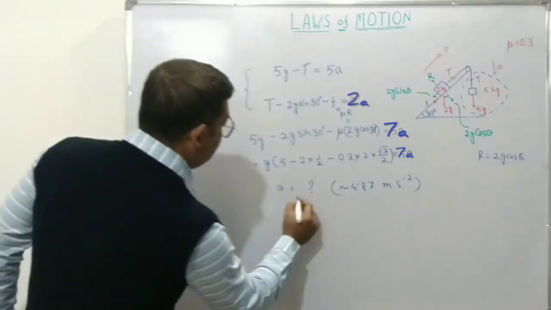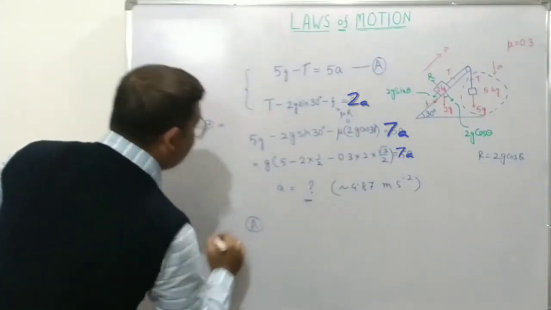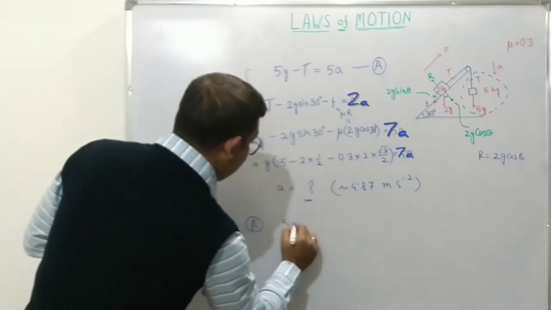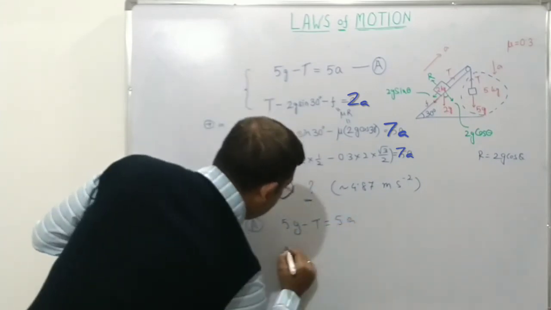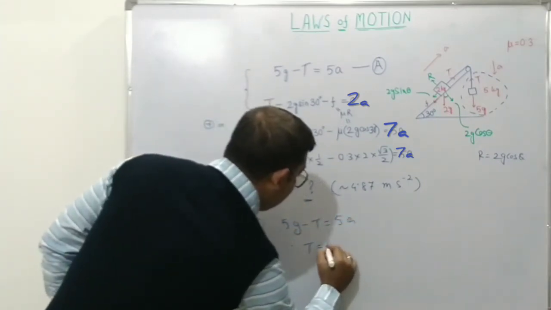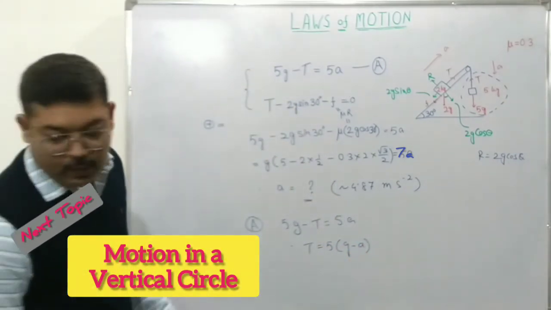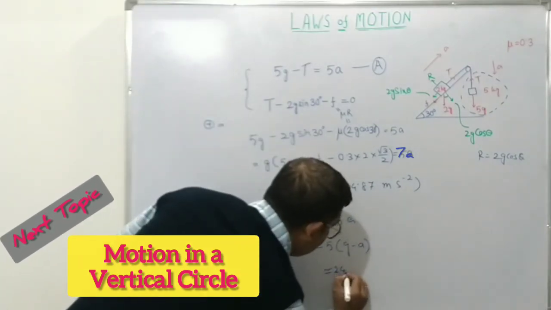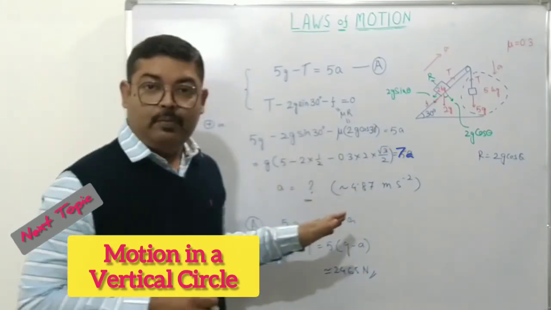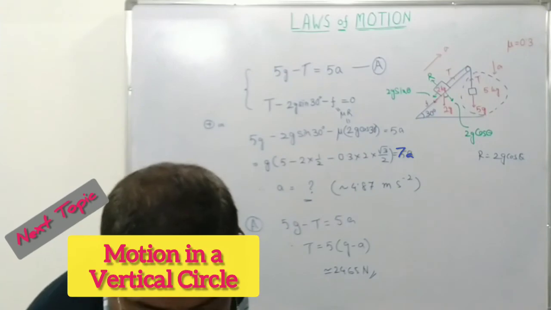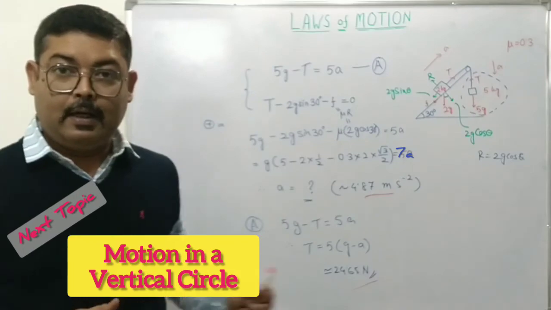If a is found, then using equation A, which gives 5g minus T equal to 5a, therefore T equals 5 into g minus a. Substitute the values and you will find T to be almost 24.65 Newtons. Verify this at home and see whether you get these two results or not. And do let me know whether you have found the results correctly or not. Okay.